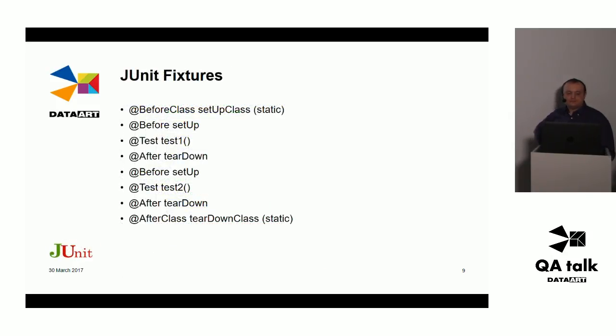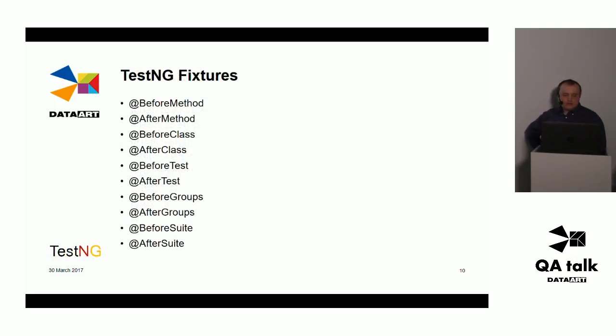So fixtures. For JUnit and TestNG, the set of fixtures probably looks like the same. We have like setup, tear down features. They changed their names in JUnit 5, but the meaning is the same. And if we compare with TestNG, this set is bigger, even if we compare with JUnit 5.